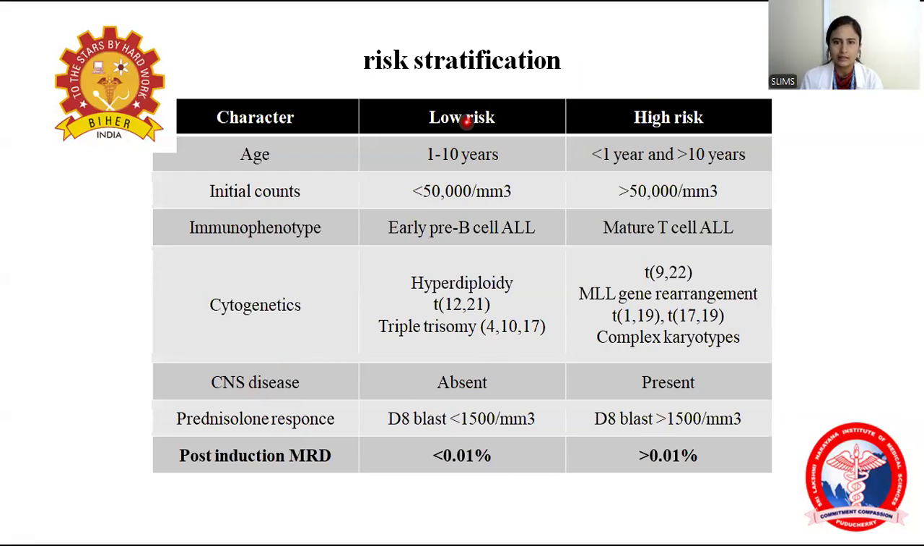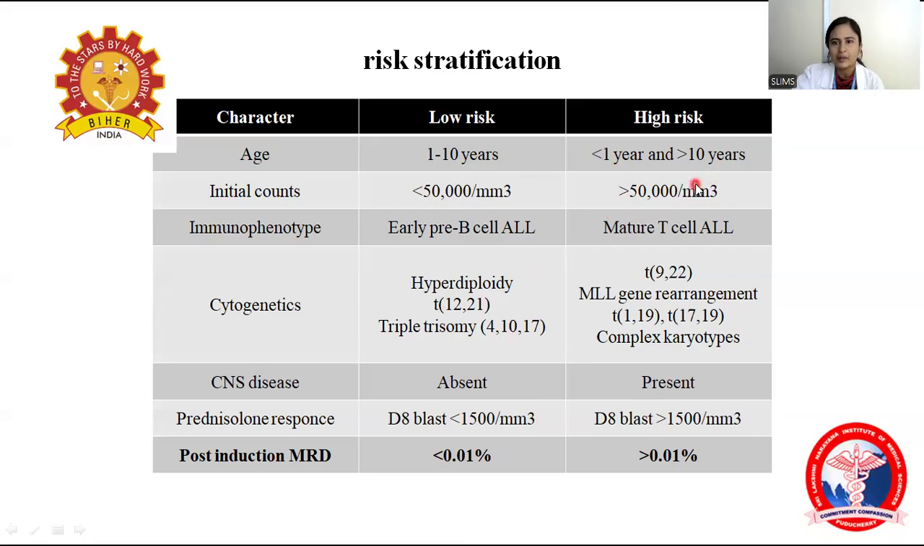If the age is 1 to 10 years, the initial count is less than 50,000, and immunophenotypically they have early pre-B cell ALL, and in cytogenetics they have hyperdiploidy, translocation 12;21 and trisomy 4, 10, 17, and there is no CNS involvement, and the response to steroid is good, that is, at the end of the 8th day the blast count in response to the prednisolone steroid should be less than 1500, then it is a good response. And the post induction minimal residual disease is less than 0.01 percent. If the patient has these features, they will be stratified into the low risk.